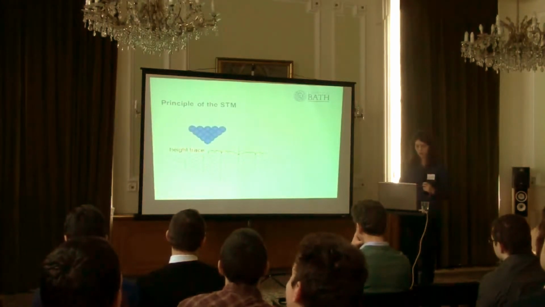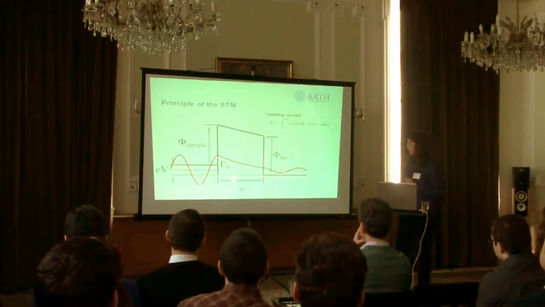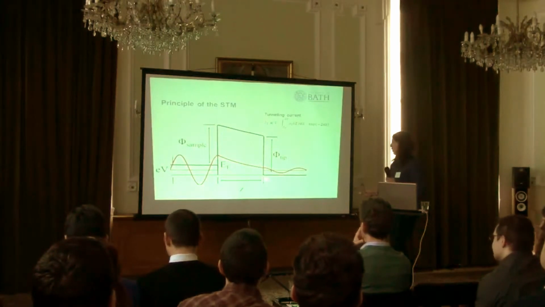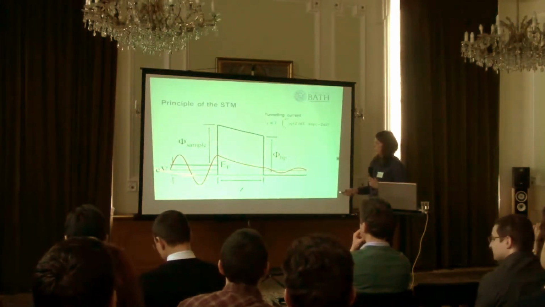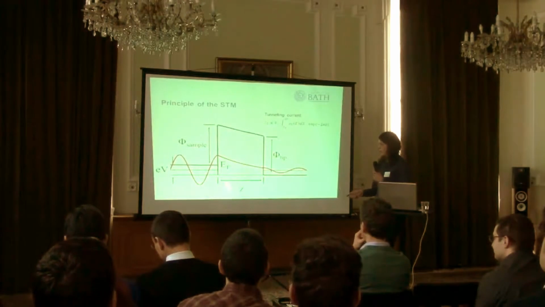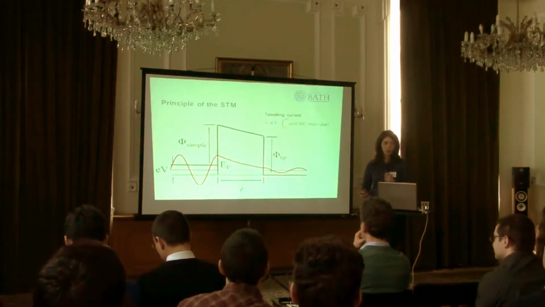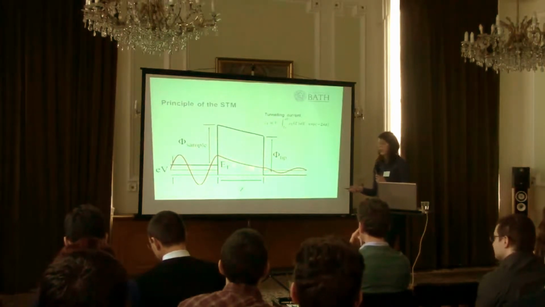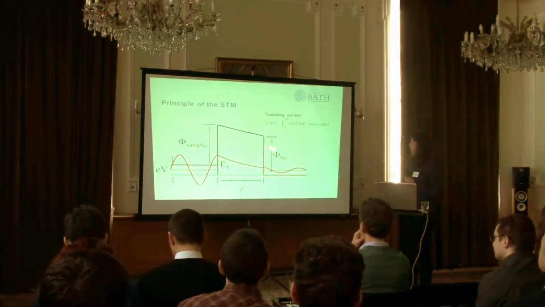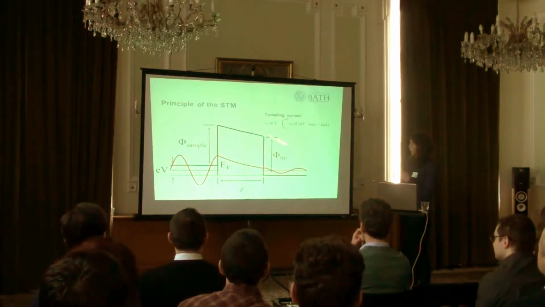And the reason for this is because we're basically looking at a one-dimensional tunneling problem. So this is the potential of the sample and this is the potential of the tip. There's a potential barrier between the two because of the vacuum between the tip and the sample, and the electrons tunnel exponentially between the tip and the sample. And this is really important. So this is what the tunneling current will look like.